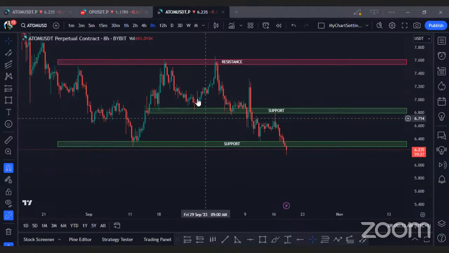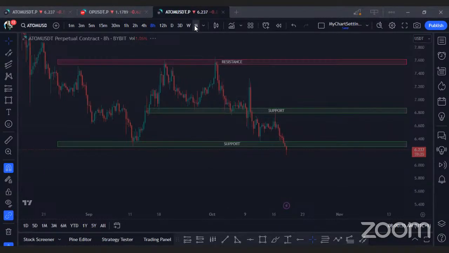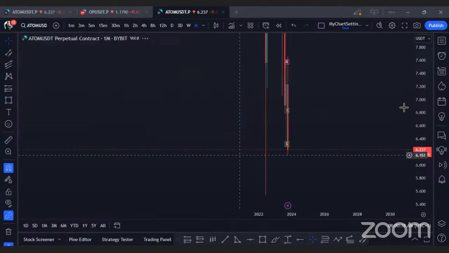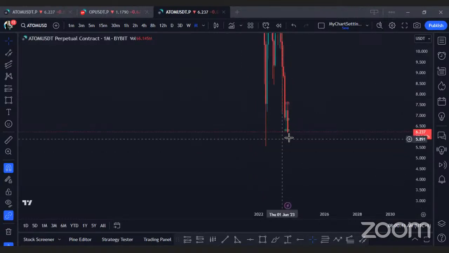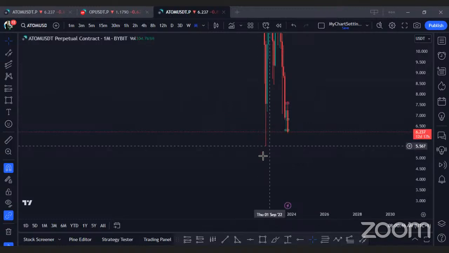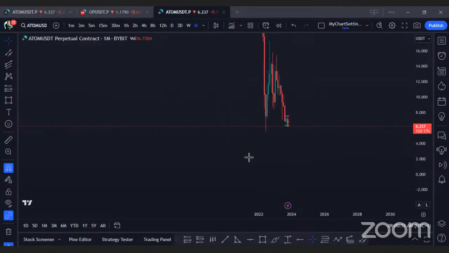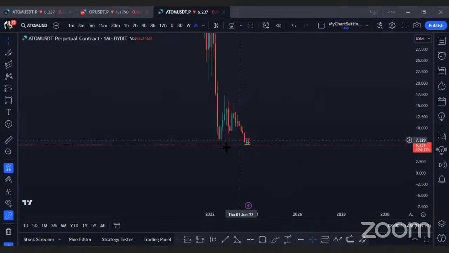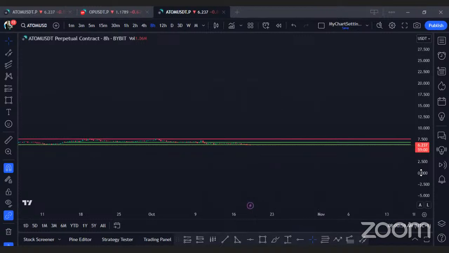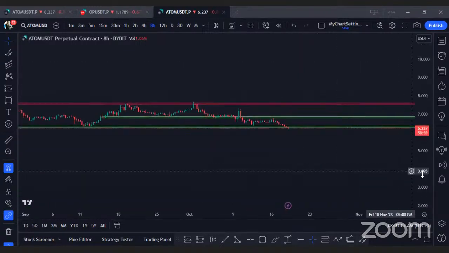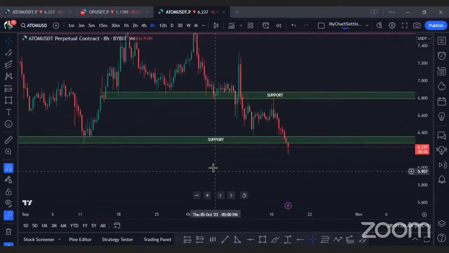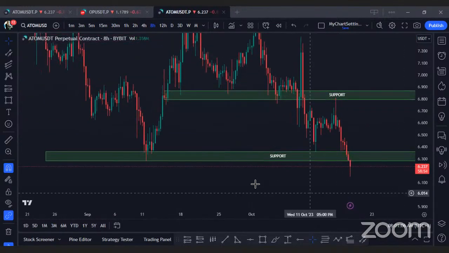If I go higher, let me even go to the monthly time frame, guys. You see that Atom is above this level that I'm looking at. The next level we are likely to go to is this $5.5 level. If the level I'm looking at refuses to hold, then Atom could go to test that $5 level before it starts coming up. So basically, I'm still holding on to that trade.